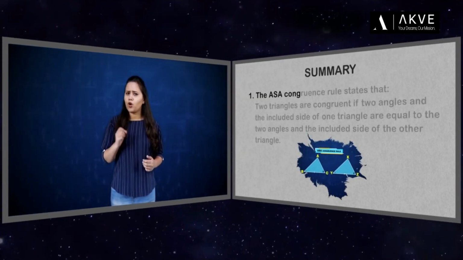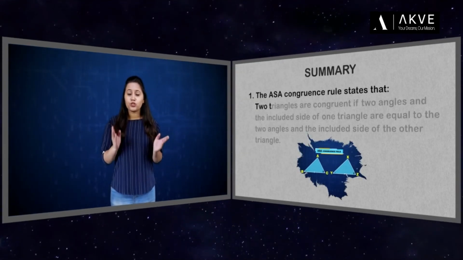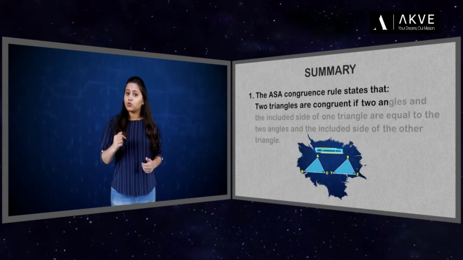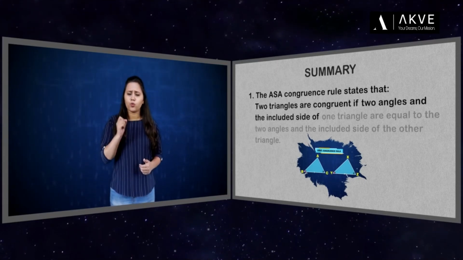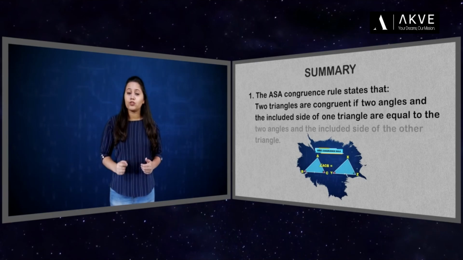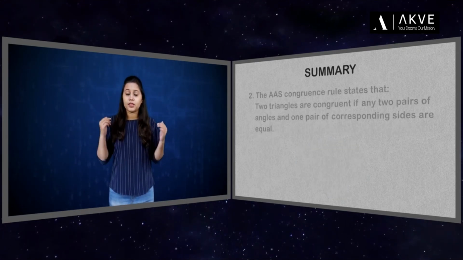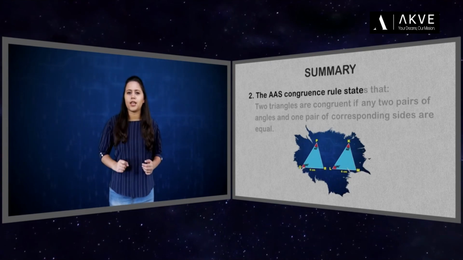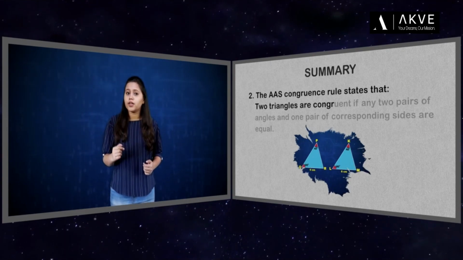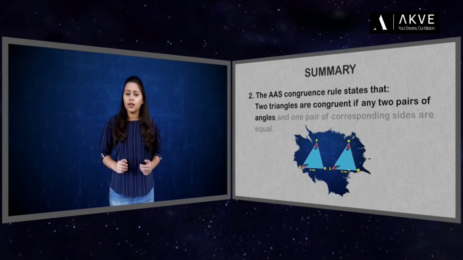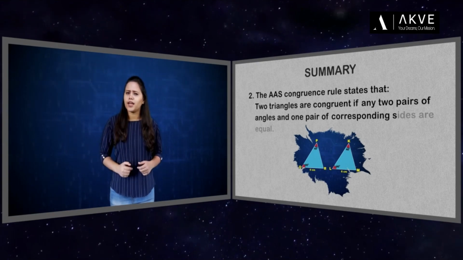The ASA Congruence Rule states that two triangles are congruent if two angles and the included side of one triangle are equal to the two angles and the included side of the other triangle. The AAS Congruence Rule states that two triangles are congruent if any two pairs of angles and one pair of corresponding sides are equal.